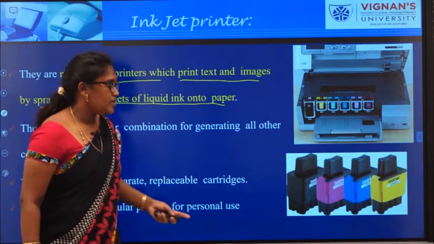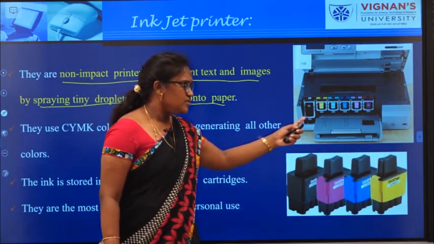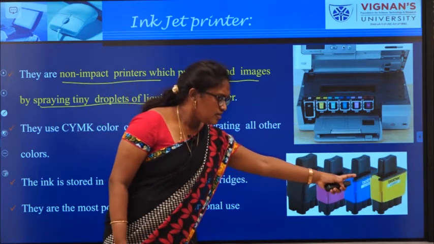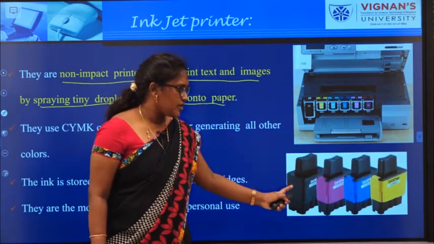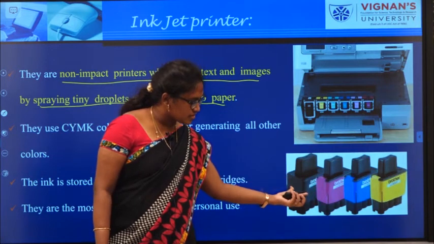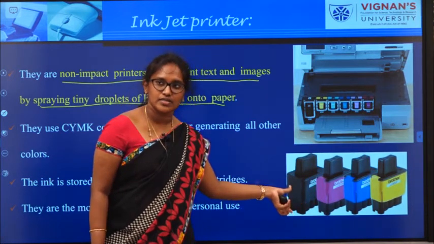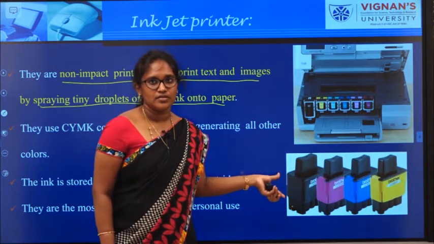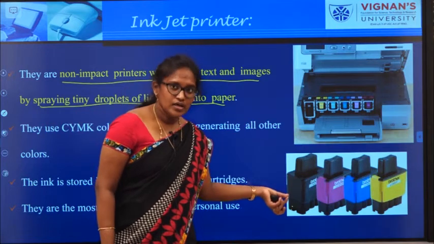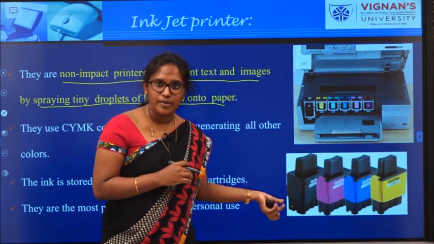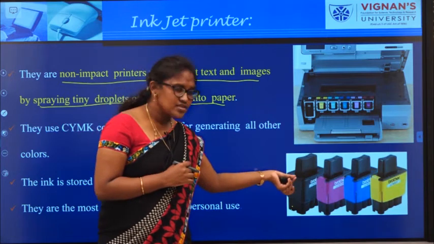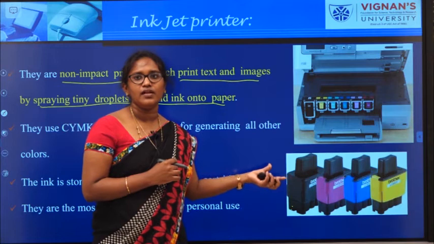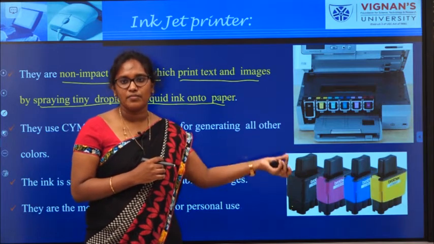If you observe here, you are having some colors. For each and every cartridge, this box kind of thing is considered a cartridge, and each cartridge will be filled with ink, right? So how will the image or the text be printed on the paper? When this ink is sprayed together on the paper, it will form an image or it will form a letter.